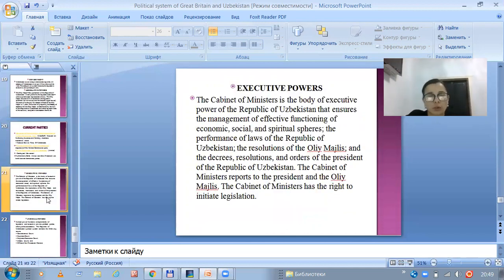Executive powers. The Cabinet of Ministers is a body of executive power of the Republic of Uzbekistan that ensures the management of effective functioning of economic, social, and spiritual spheres, the performance of laws of the Republic of Uzbekistan, resolutions of the Oliy Majlis, and decrees, resolutions, and orders of the President.